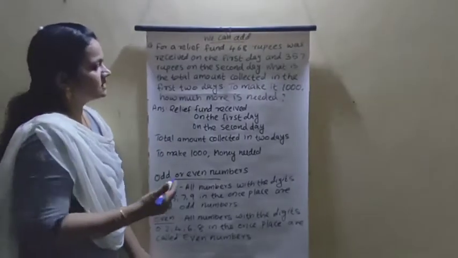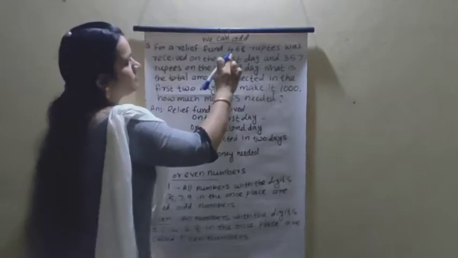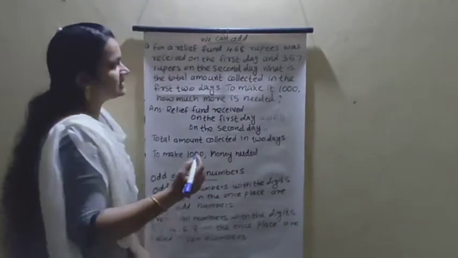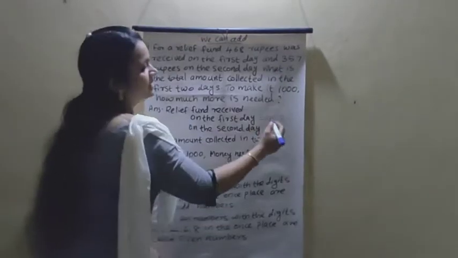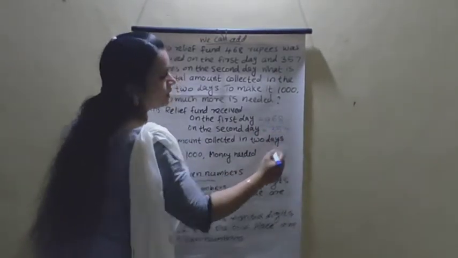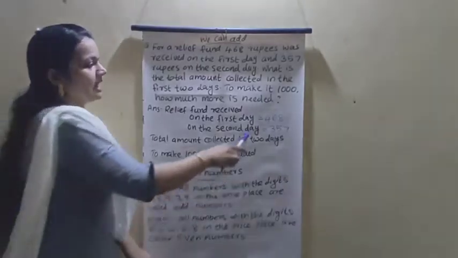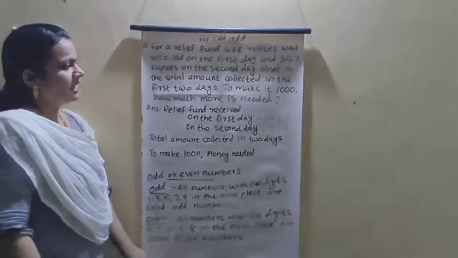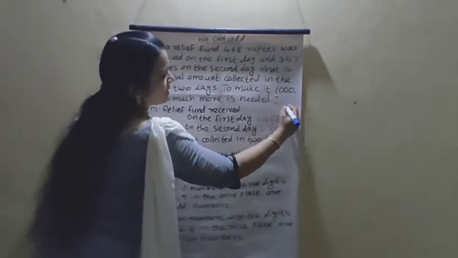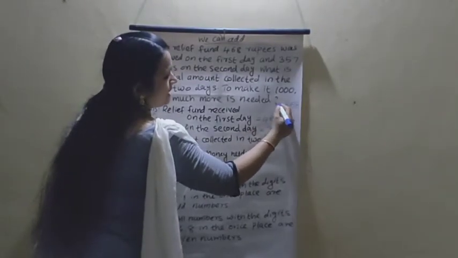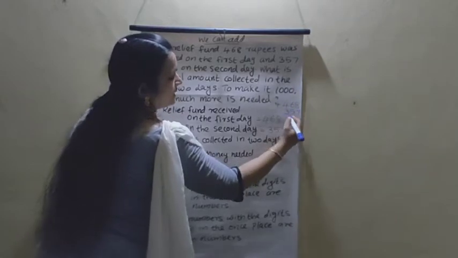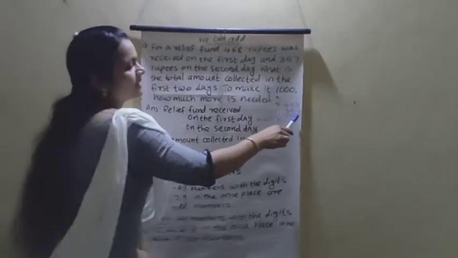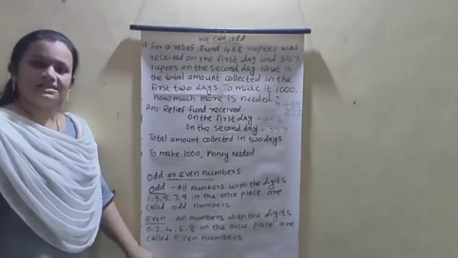How do we write this? The relief fund received on the first day, how many rupees? 468. Then on the second day, what is it? 357 rupees. First of all, you write like this. The same sentence, you just copy here. Then we add these two numbers, 468 plus 357. Add these three-digit numbers, starting from the ones place.